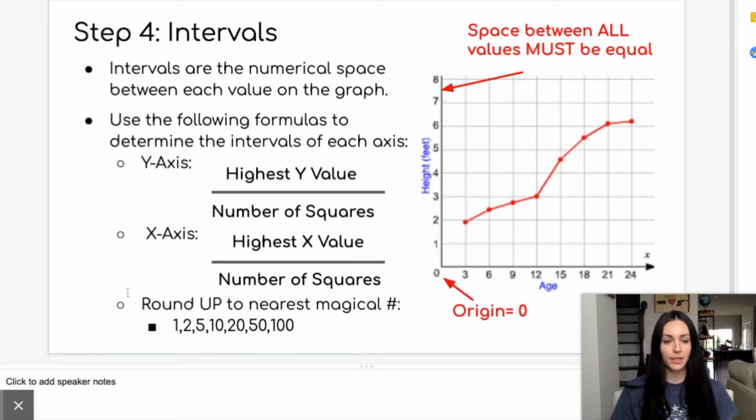The next step is to determine and label the intervals of our graph. Now here is where the most technical mathematical piece of the graphing is going to come in. So you want to make sure that you take your time and determine your intervals accurately.